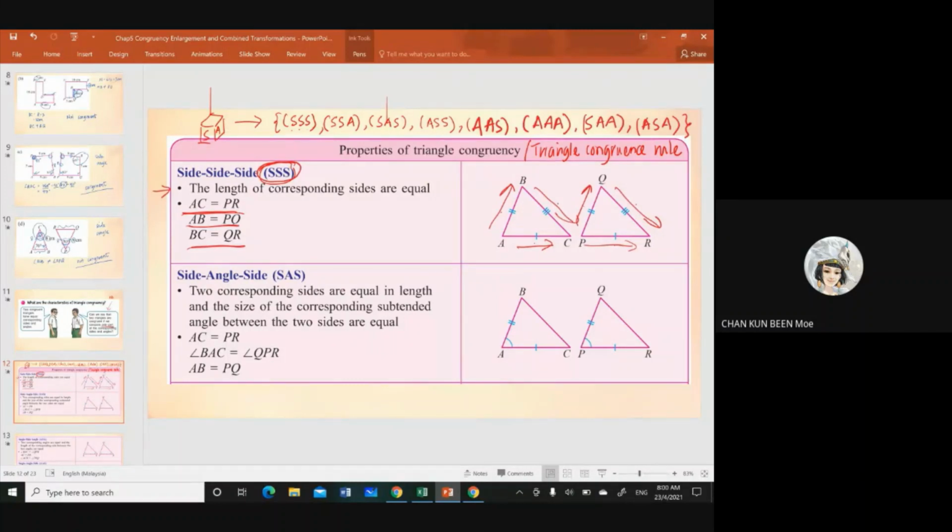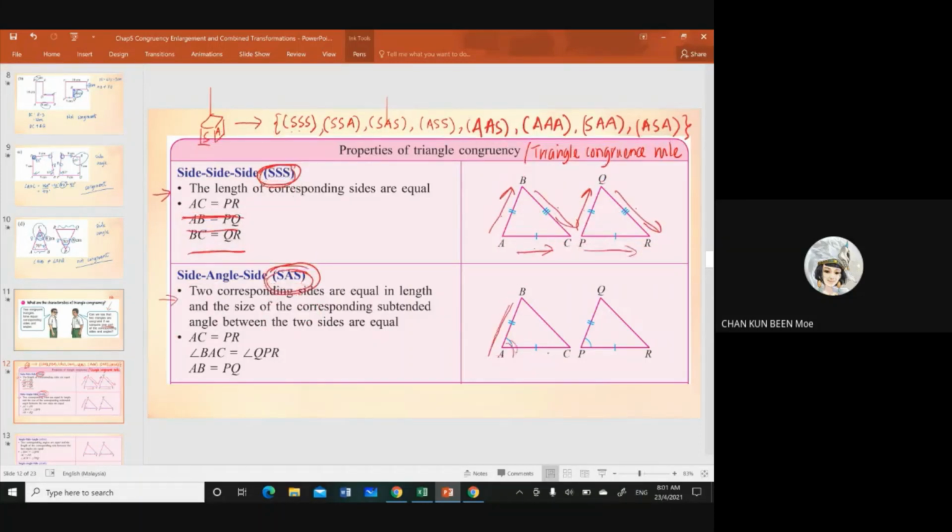Okay, so now we look at the next property, that is the SAS, side angle side. Once you get used to it, you won't mistakenly write down the sequence. So we look at the first property here. Two corresponding sides are equal in length, and the corresponding subtended angle between the two sides are equal. It means like this, side angle side. After the side, it is followed by the angle.